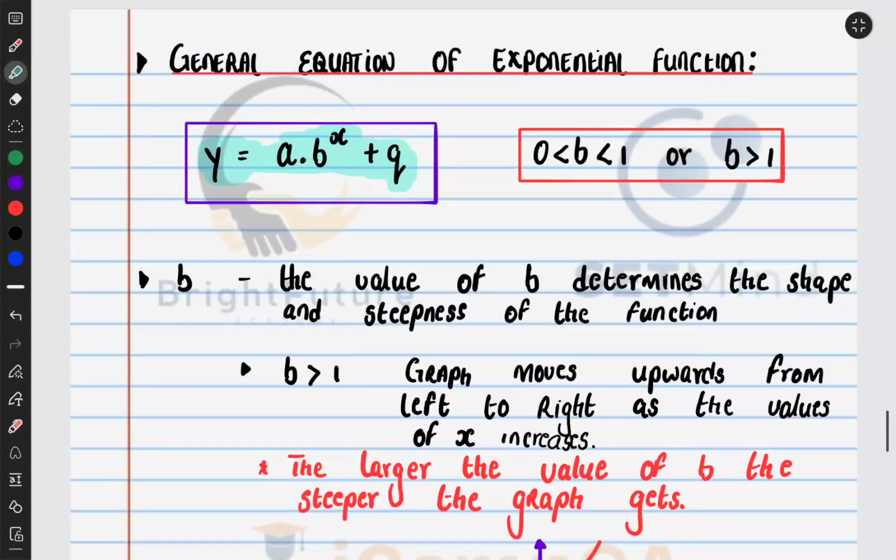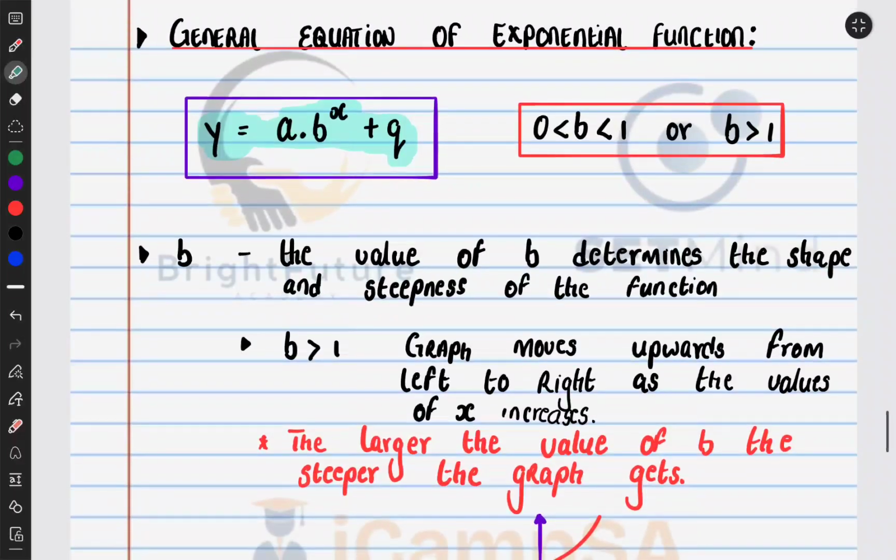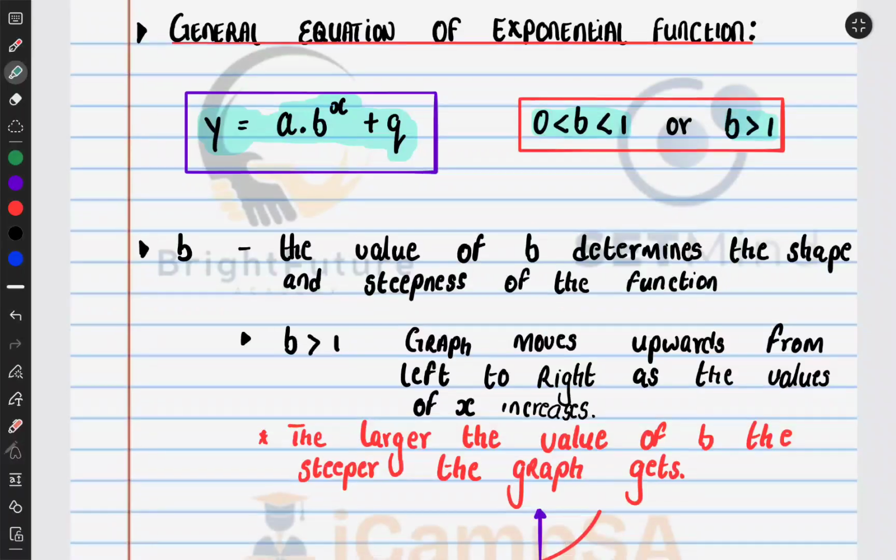That is just the general equation of the exponential functions, but we have two restrictions, and those restrictions are that b can either be greater than 0 and less than 1, or b can be greater than 1.